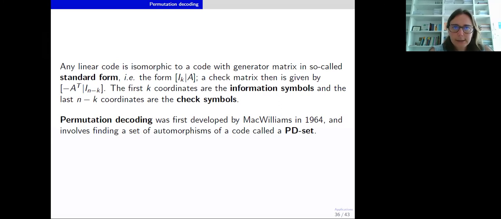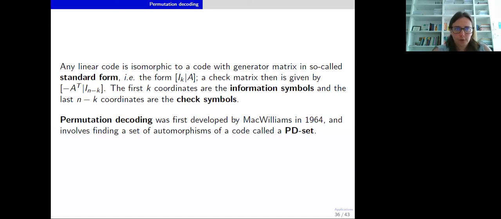So let's see what permutation decoding actually is. Any linear code is isomorphic to a code having the generator matrix in the so-called standard form. What is the standard form? It is the form in which you rewrite the generator matrix as (I_k | A), and a check matrix is given in the corresponding form. You can always do this for any linear code. The first k coordinates are called information symbols, and the last n minus k coordinates are called check symbols.